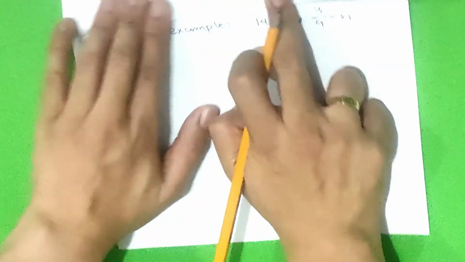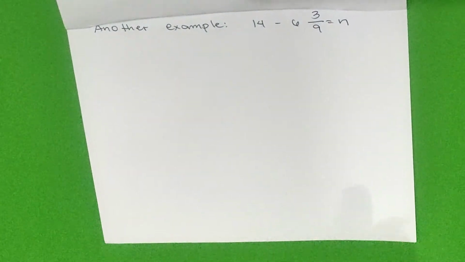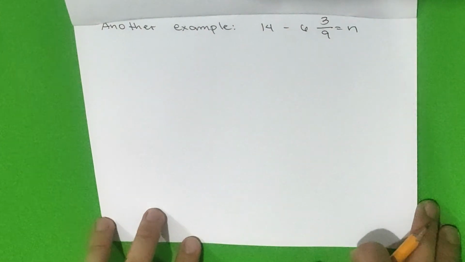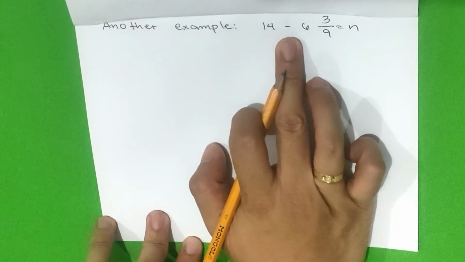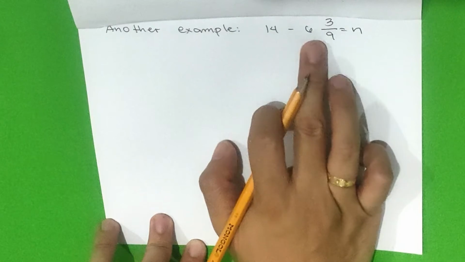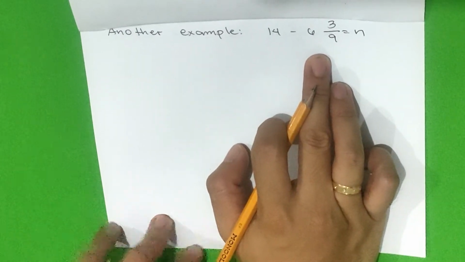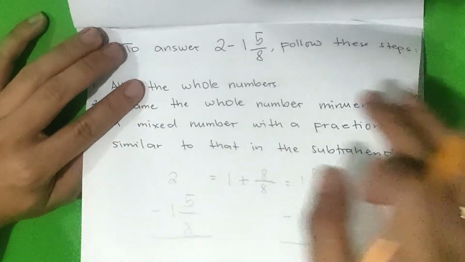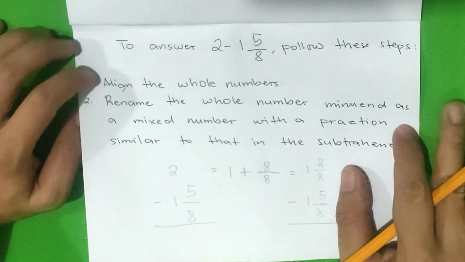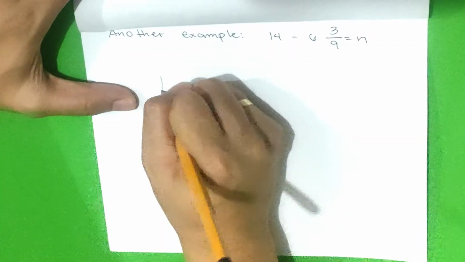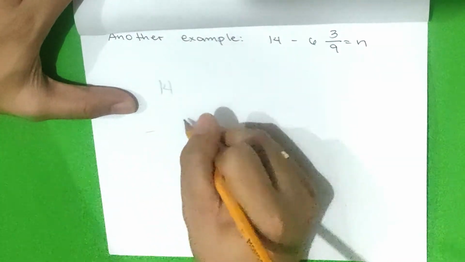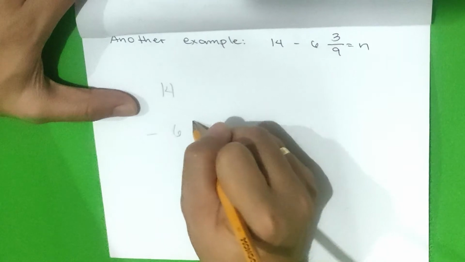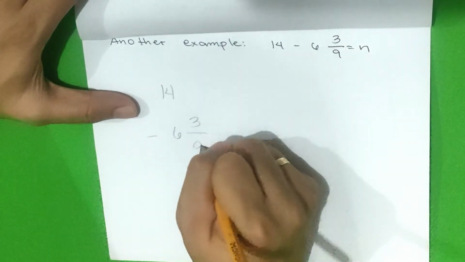Now, let's have another example. 14 minus 6 3/9. Let's go back with the first step. The first step is to align the whole numbers. 14 minus 6 3/9.